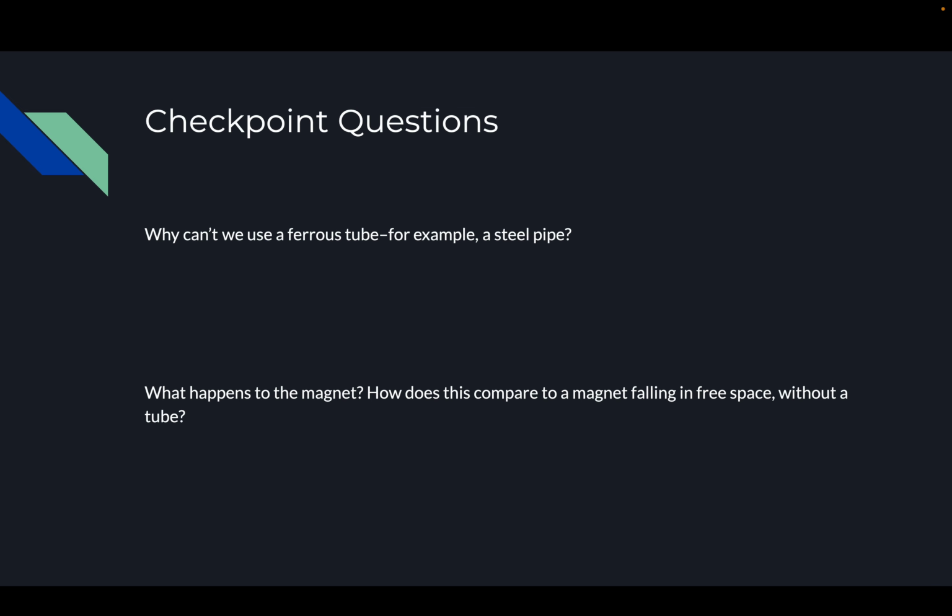For the checkpoint questions, why can't we use the ferrous tube? This is because the ferrous tube contains iron, and iron has magnetic properties, so it would interfere with the falling magnet, thus skewing our data. For the next question, the magnet falls through the aluminum tube slower than it would in free space, as there's an upward magnetic force acting on it due to the induced current in the aluminum tube.